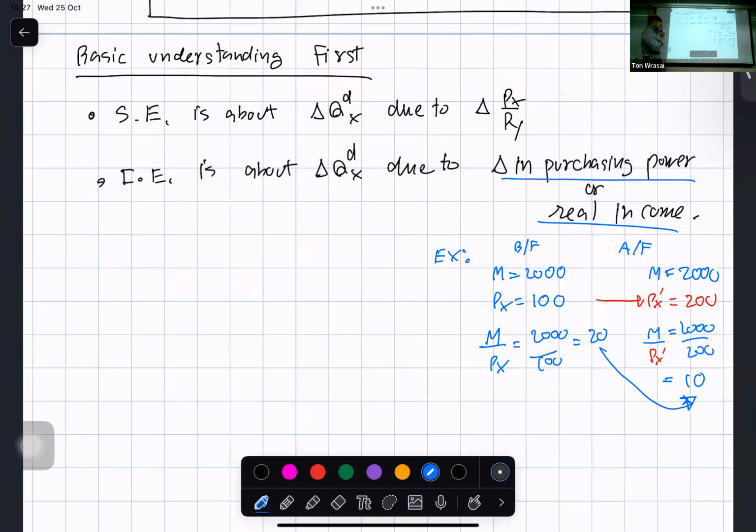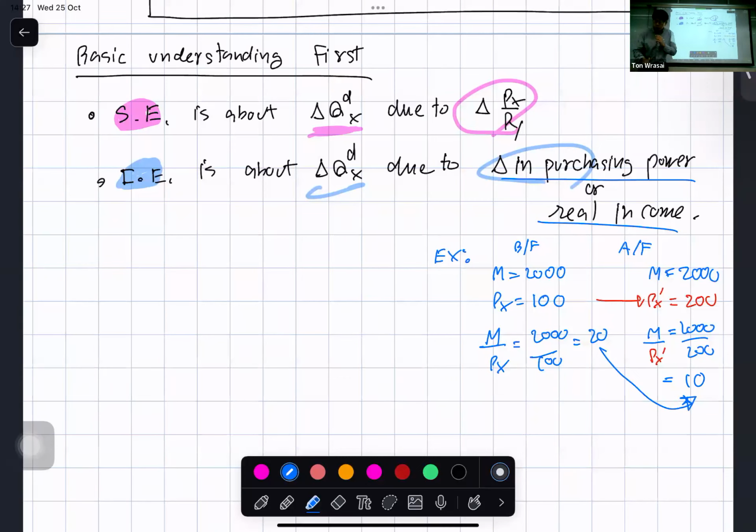Okay. So now SE, the pink one, is about he changed his consumption on pizza because pizza looked more expensive. Second reason, he changed his consumption on pizza because he feels that he is poorer, affected by the increase in price of pizza. Real income falls. Two combined reasons create the total impact.